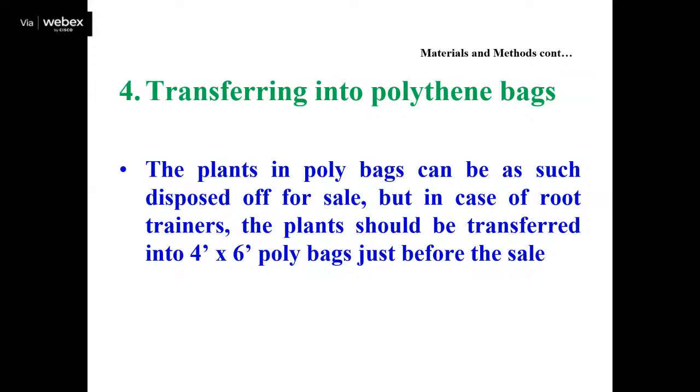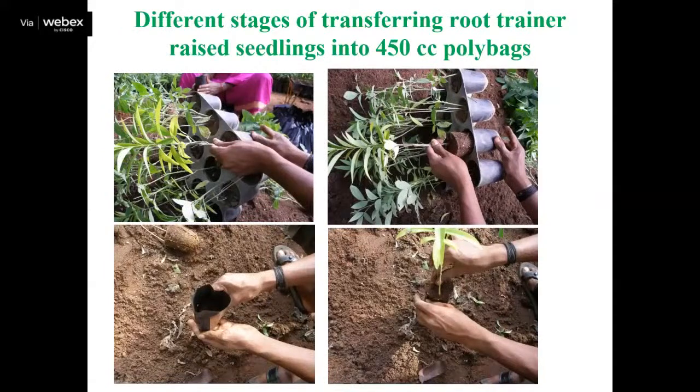a 4x6 size polythene bag. By mistake, it is mentioned as 4 feet. It is not 4 feet. It is a 4 inch by 6 inch polythene bag. Sometimes an 8x4 polythene bag also you can use. In an 8x4 polythene bag, you can retain the seedlings for about 9 to 10 months. Even a year also you can retain it. By that time the seedling will attain a height of 1 to 1.5 feet.